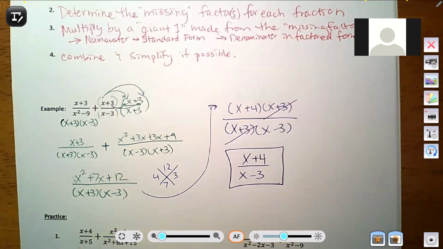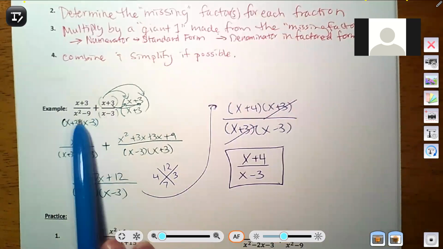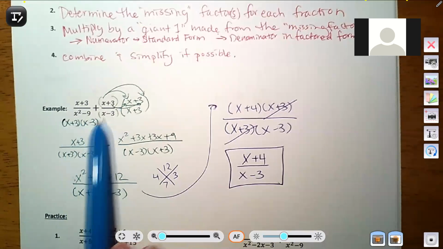Just a quick review, there are restrictions like x cannot be 3. It could also not have been -3 because the original expression would have been undefined at 3 and -3.